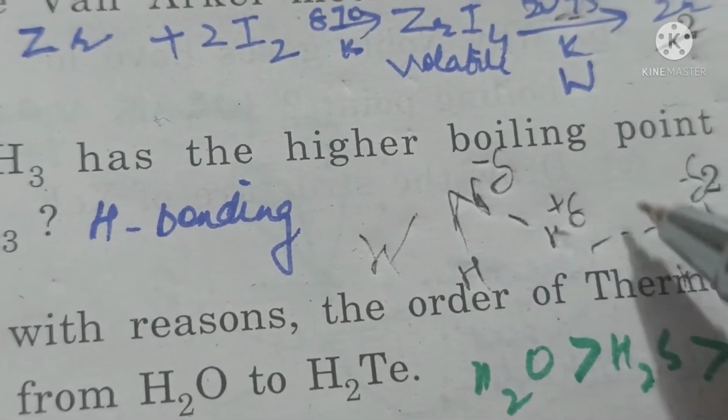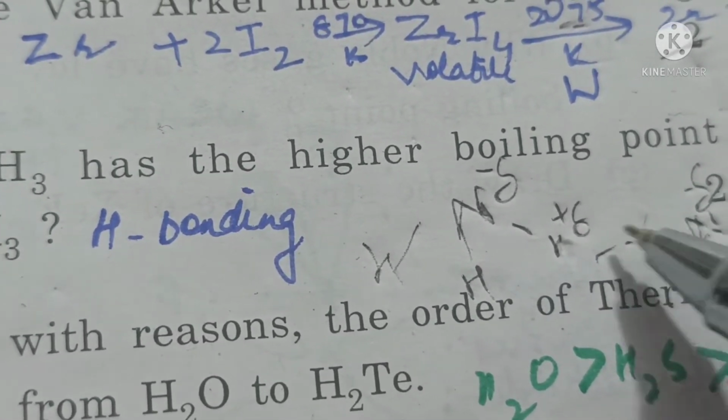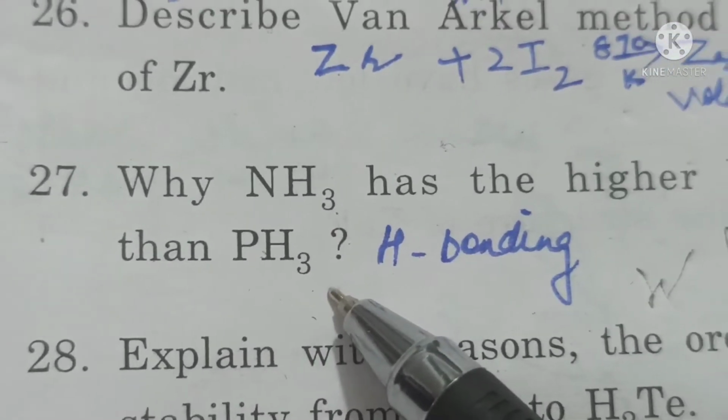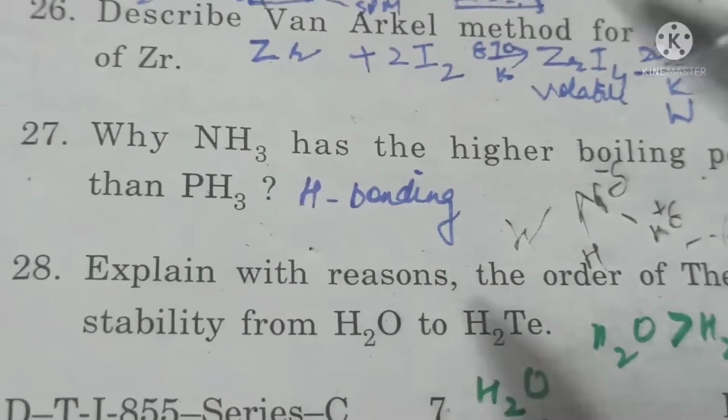So greater energy is required to break this bond in case of ammonia, so its boiling point is higher, whereas there is no such hydrogen bond in PH3, so its boiling point is less.